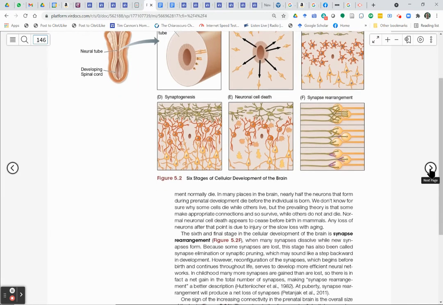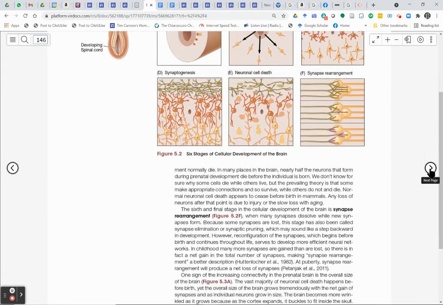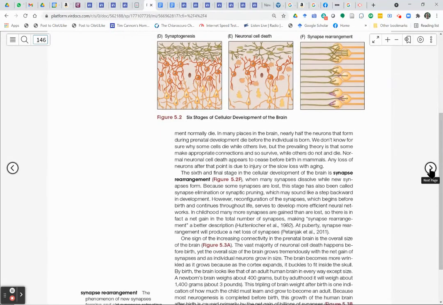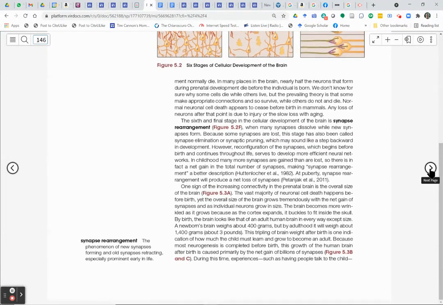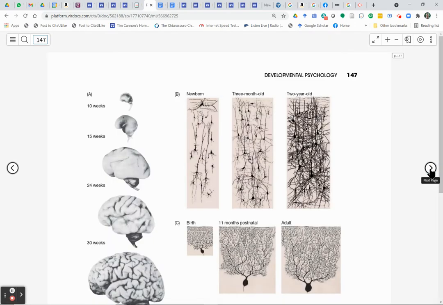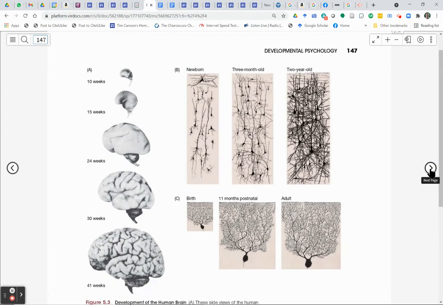And neuronal cell death, which, as I said, sounds bad, but within limits, it's part of normal development. And then synapses can rearrange. This course is rearranging your synapses as we proceed through it. And there's a discussion of that. If something bad happens to neural development, particularly early in neural development, it can have a devastating effect on later life and life itself.